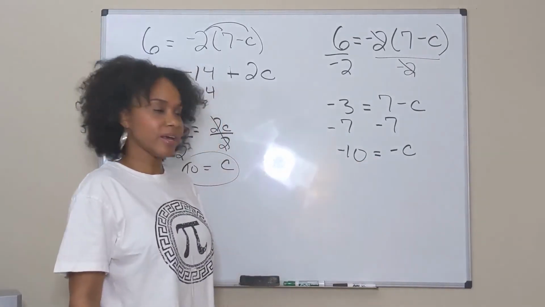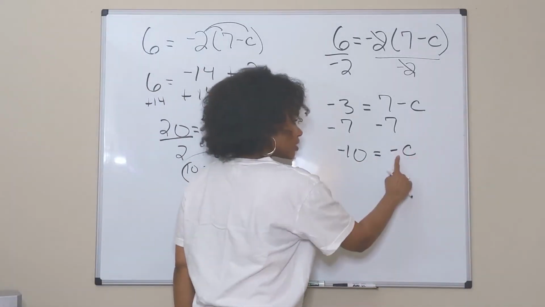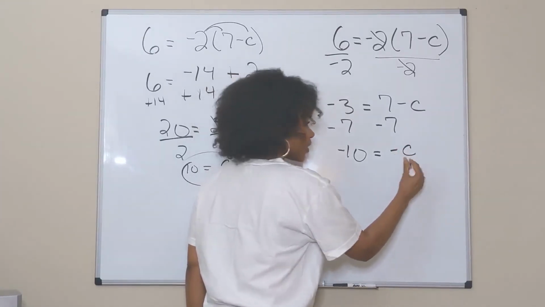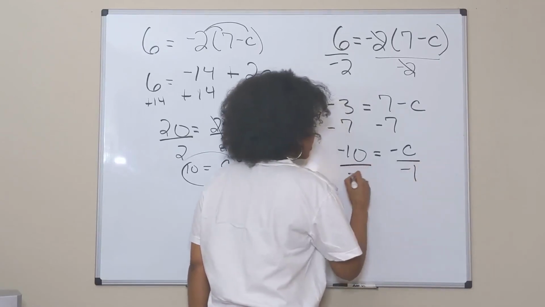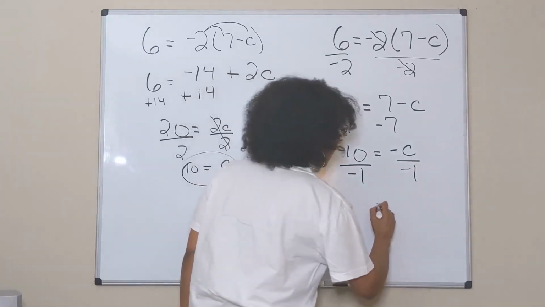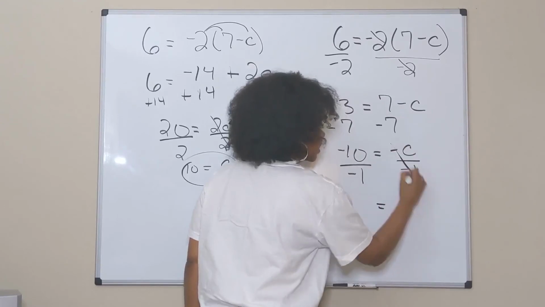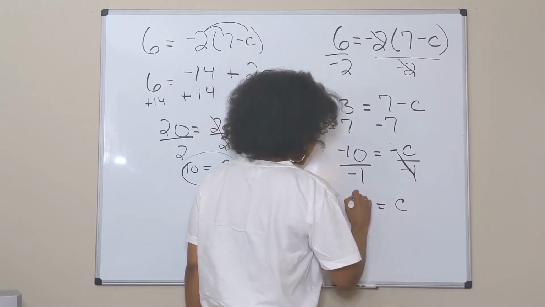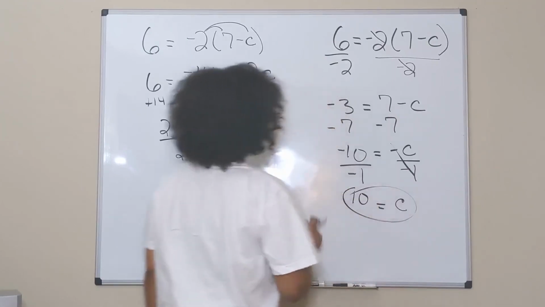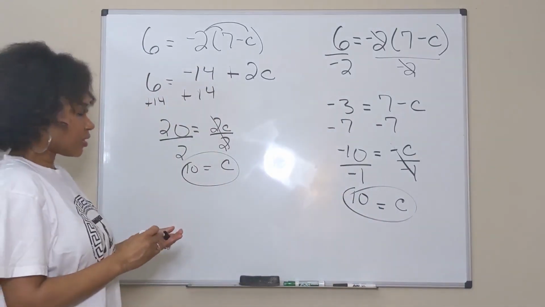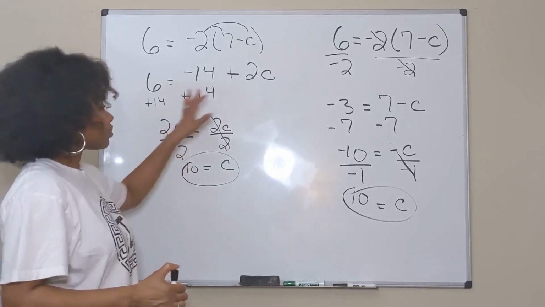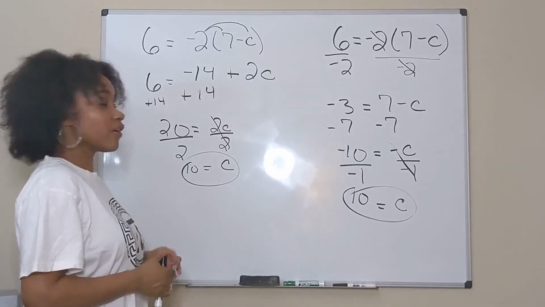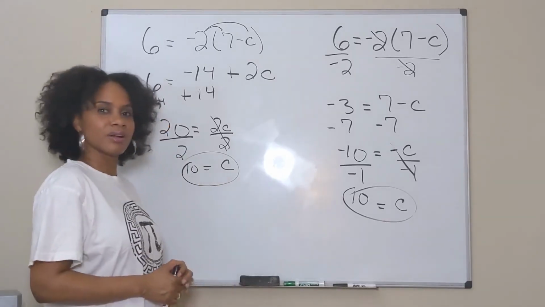To get rid of that negative, if we don't see a number there, our coefficient is a 1, in this case a negative 1. So I want to divide both sides by a negative 1. My negative 1's cancel out. Negative 10 divided by negative 1 will give me 10. So you can solve this equation with parentheses 2 separate ways, and you're going to get the same answer. Just choose the one that you feel more comfortable with, and either way, you're going to get the same answer.